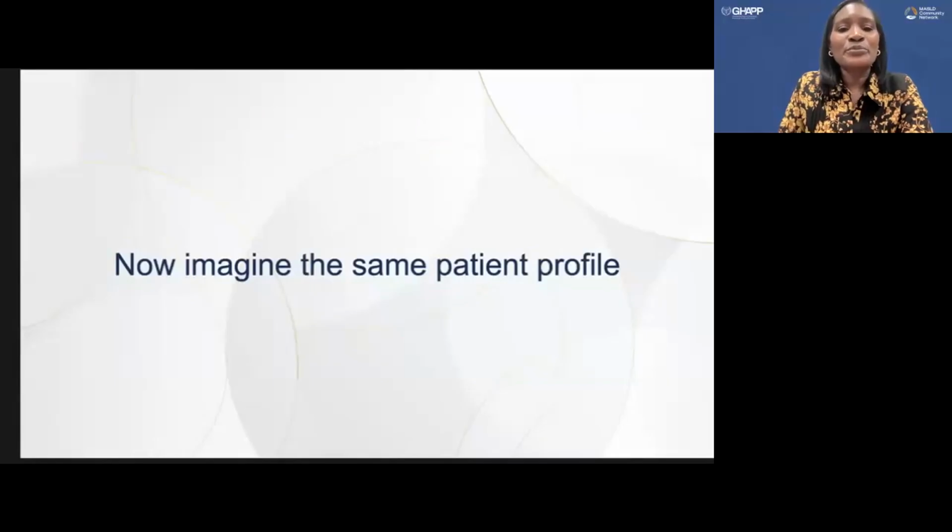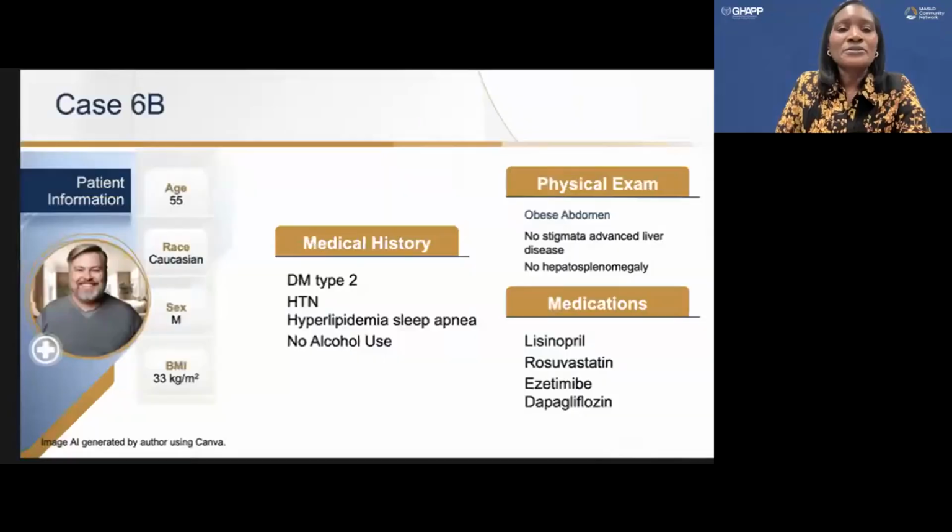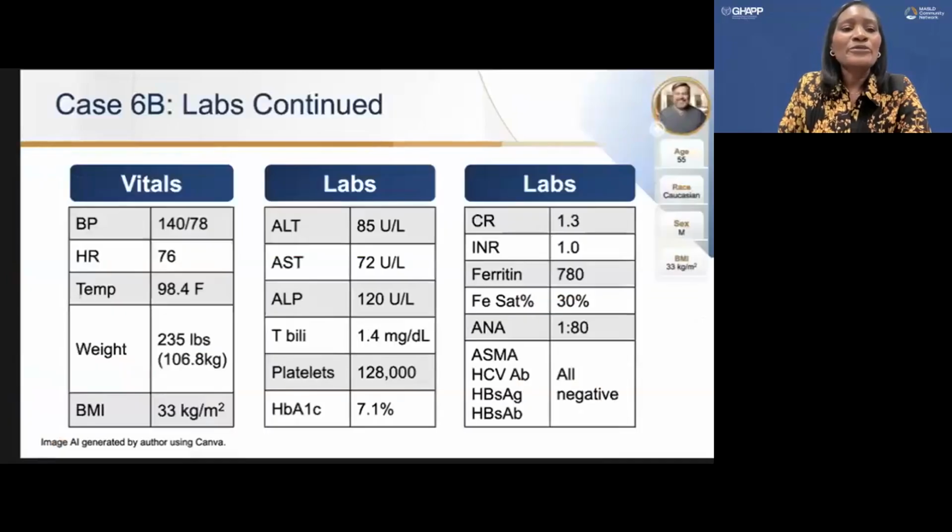So imagine now the same patient profile, but different NIT results. So the same history, the same physical exam, same medications. However, labs are slightly different on this patient. So vital signs are the same, BMI of 33. His liver enzymes, the T-bili is a little bit elevated in this patient. It's 1.4. Platelet count is 128,000, which is lower than the first patient.